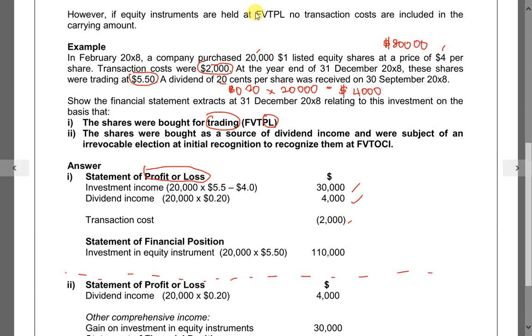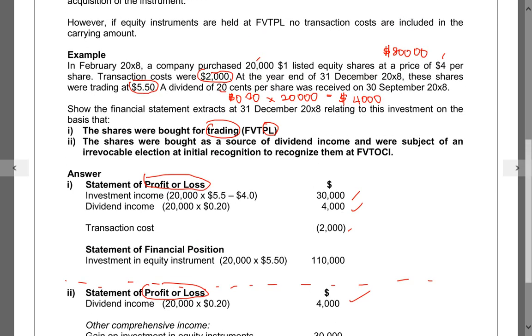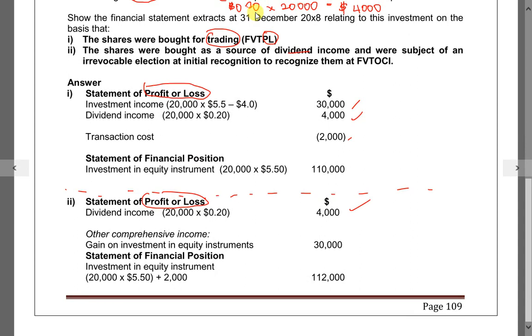Now, the value went up by 30,000. The dividend confirm SPR 4,000, same. But what do I do with the 30,000 increase? If it's for here, the share was bought as a source of dividend. So you want to earn some dividend income from this investment, long term. And your company make an irrevocable election at initial recognition to recognize them at the OCI. So any increase or decrease go to OCI. So the 30,000 will go to OCI 30.